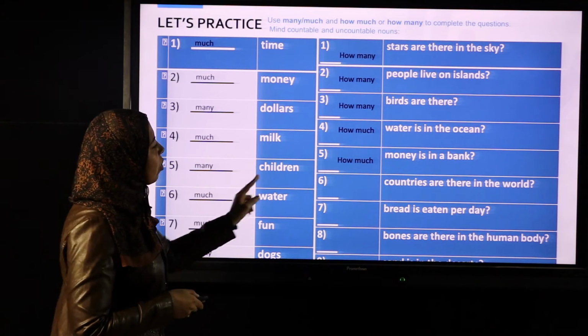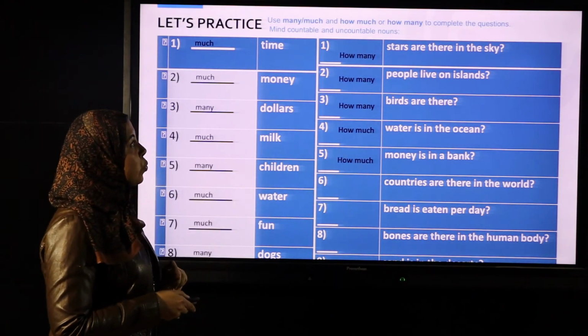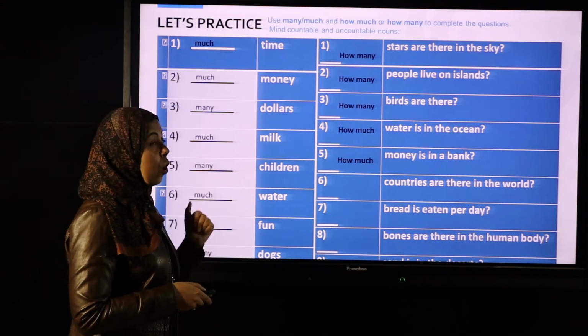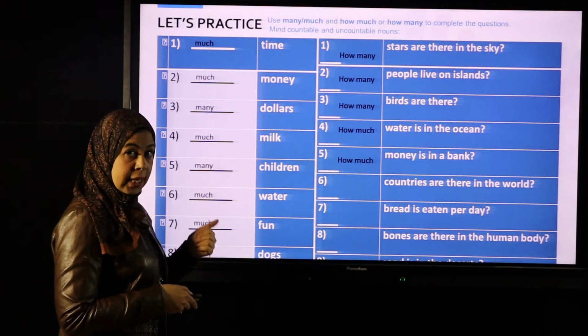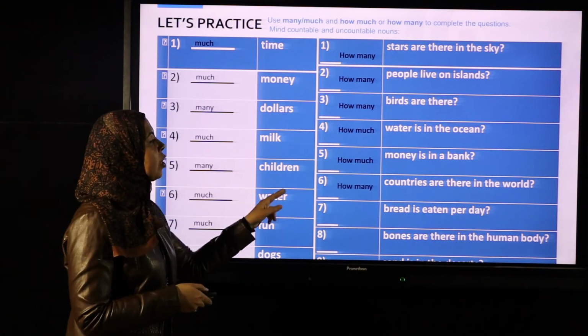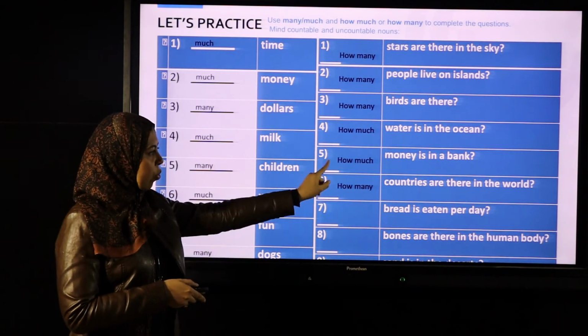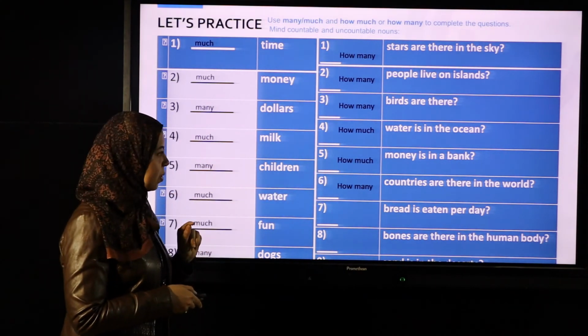How much or how many countries are there in the world? What should I use? How much or how many? Countries. Can I count countries? Yes, I can. So I'm going to use how many. How many countries are there in the world? We use "are" with countries because I can count them.